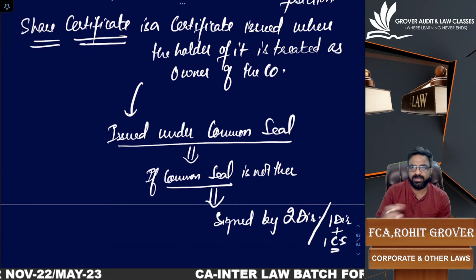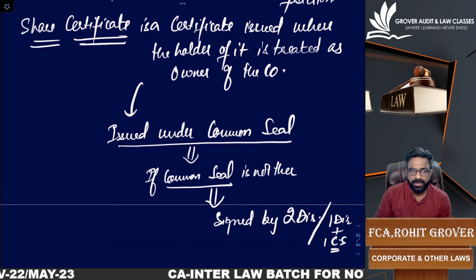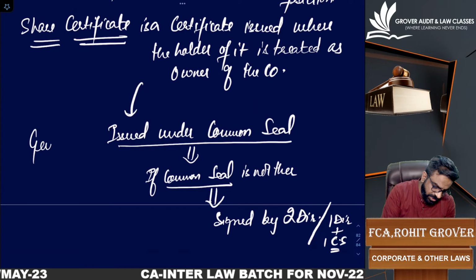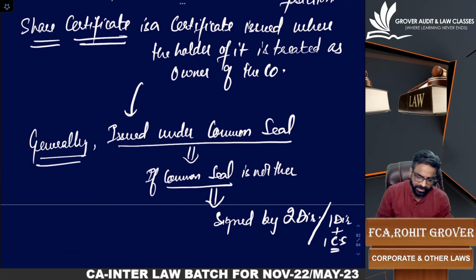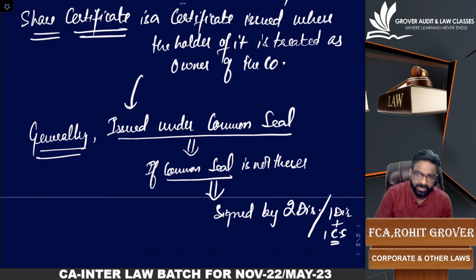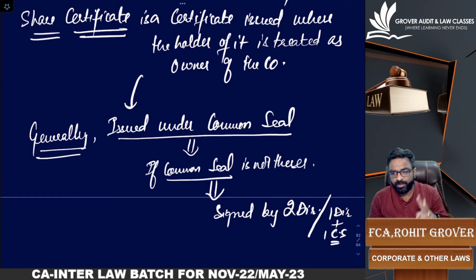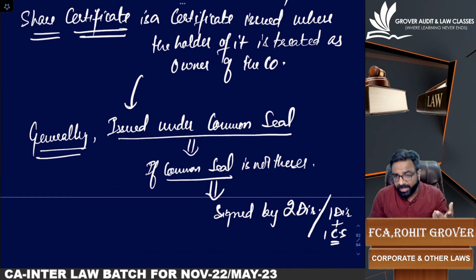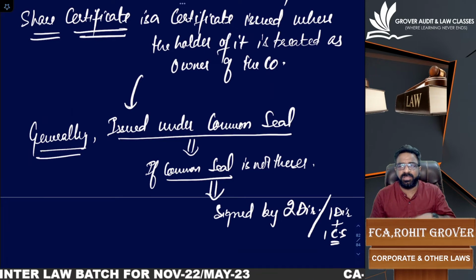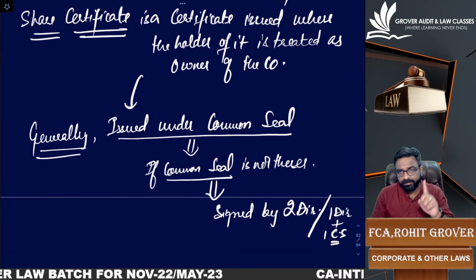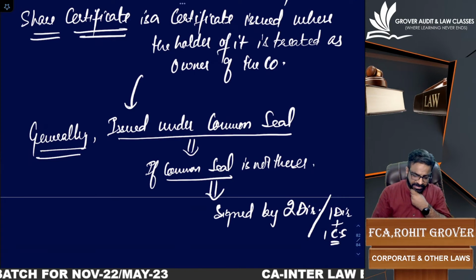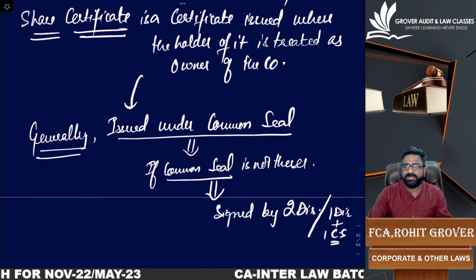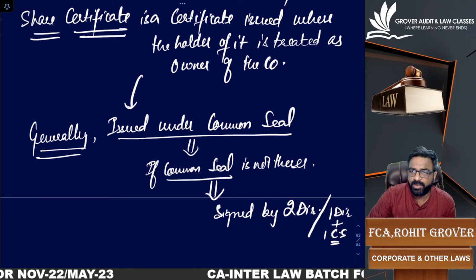Did you all understand the concept? Yes or no? So generally it is issued under what? Common seal. But if the common seal is not there, then it should be issued by the signature of how many directors? Two directors. And if the two directors are not there, then one director and one company secretary will issue it. Is it clear to all of you?